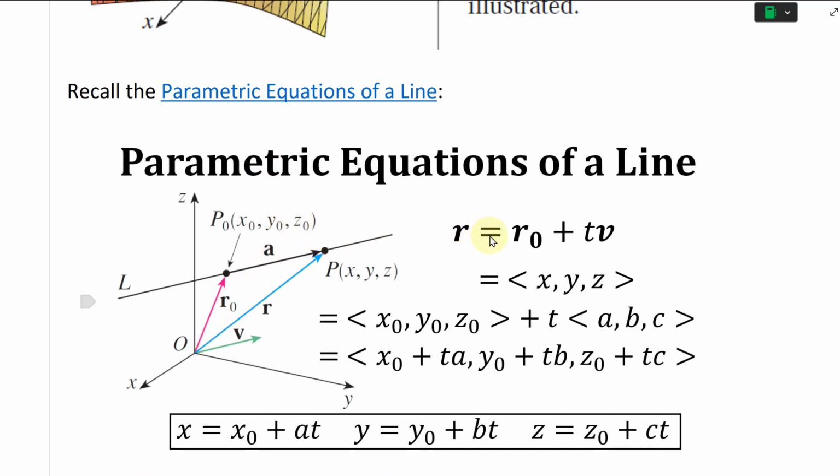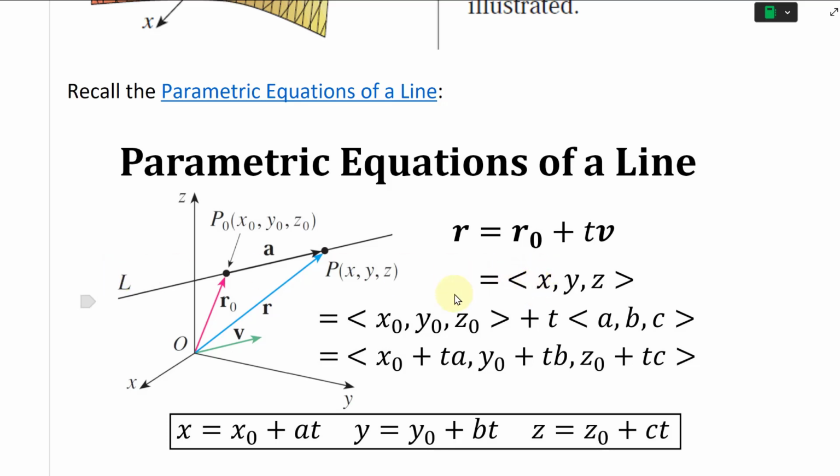So here's the vector form: r equals r naught plus t times the parallel vector. So this is the equation. This r is the line, equal to r naught, the starting vector, plus the variable t, times this parallel vector. And it goes across there, like that. And that's the equation of a line.